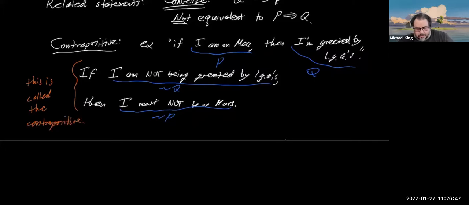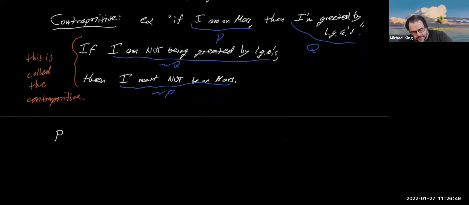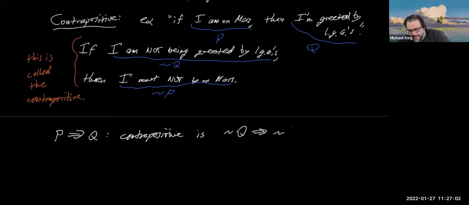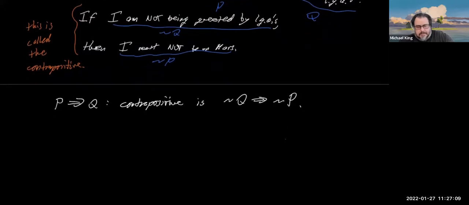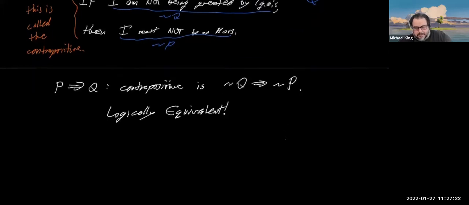And so if we have P implies Q, the contrapositive is not Q implies not P. And they are logically equivalent. They're the same thing. In fact, you could check the truth tables, right? These are logically equivalent. The converse was not, but the contrapositive is.